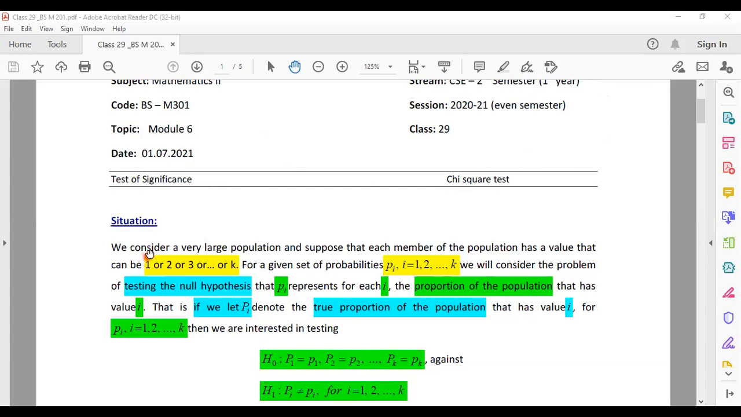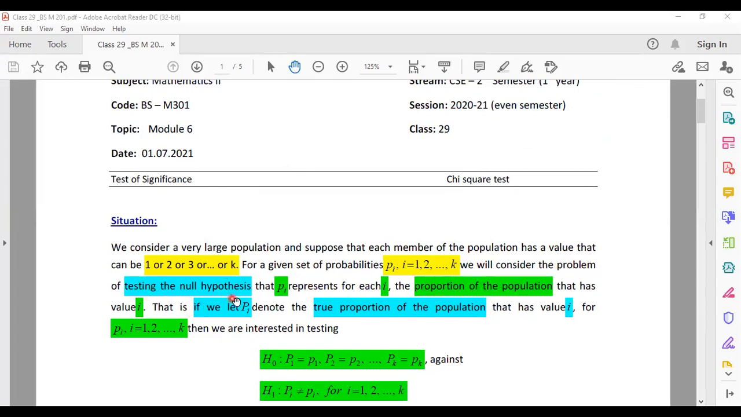So first of all, let me read what is written over here, and then I'm going to explain term by term. We consider a very large population and suppose that each member of the population has a value that can be 1, 2, 3, and so on. For a given set of probabilities, if there are small k number of observations, there will be small k number of probabilities for each observation.